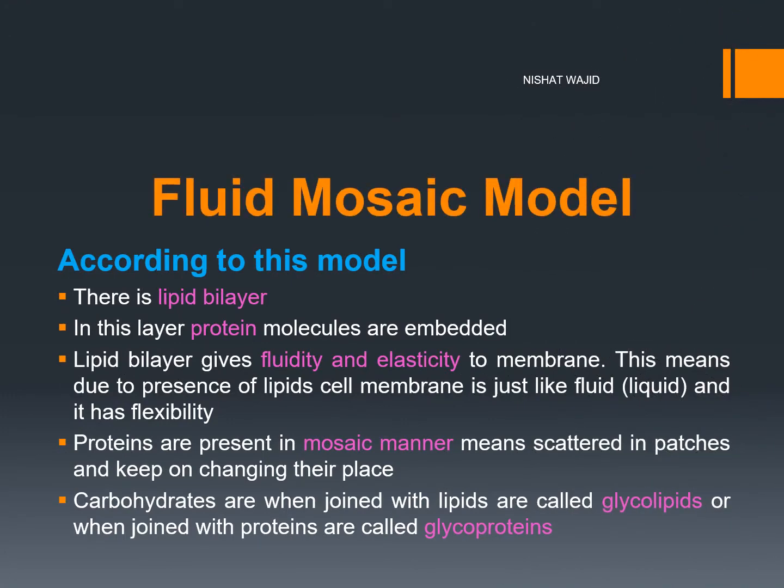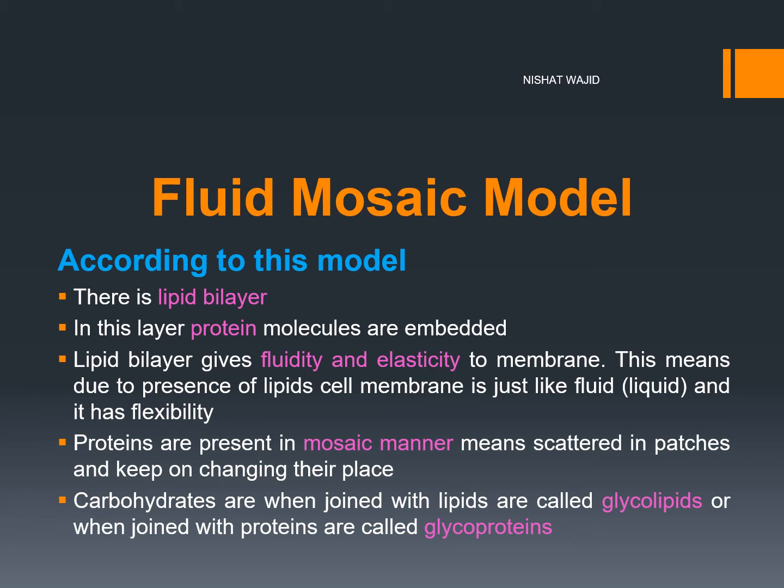Explanation of fluid mosaic model. According to this model, there is a lipid bilayer. In this layer protein molecules are embedded. Lipid bilayer gives fluidity and elasticity to membrane. This means due to presence of lipid, cell membrane is just like fluid, liquid, and it has flexibility. Proteins are present in mosaic manner, meaning scattered in patches, and keep on changing their place.